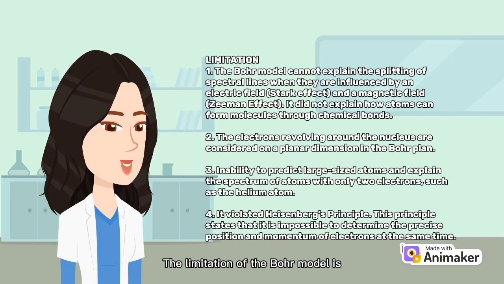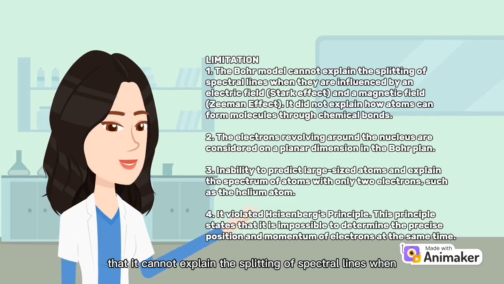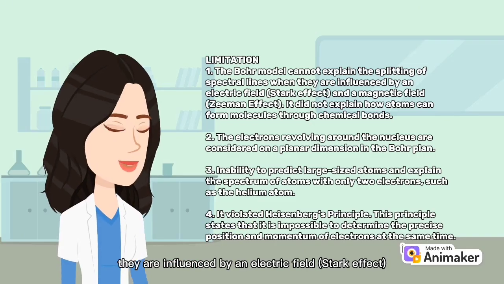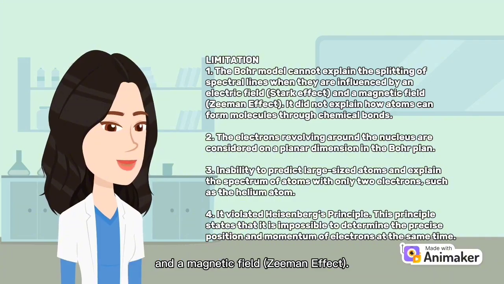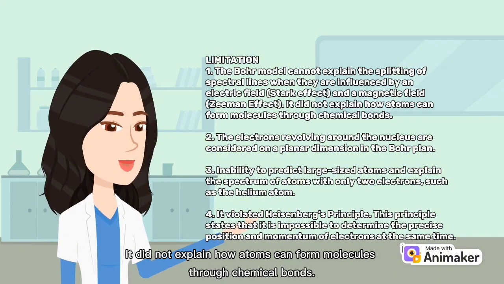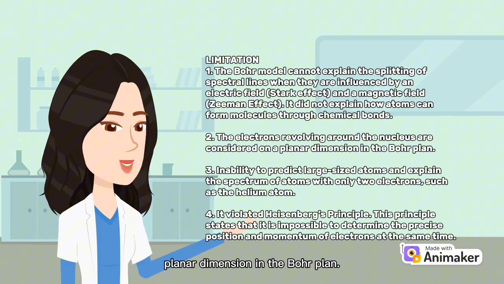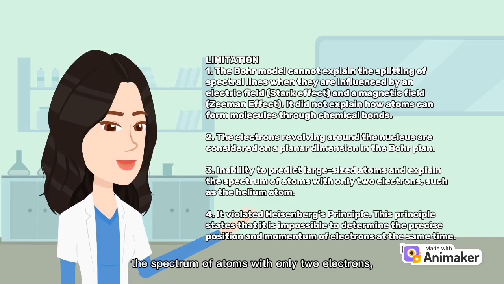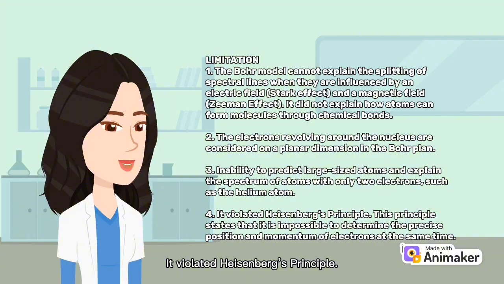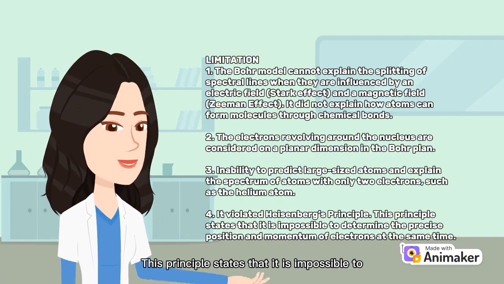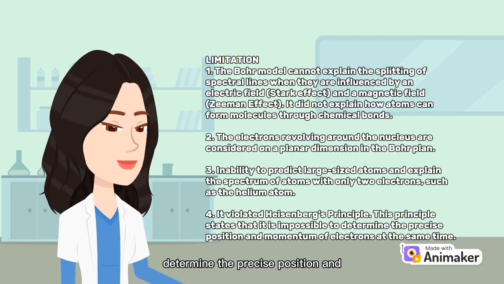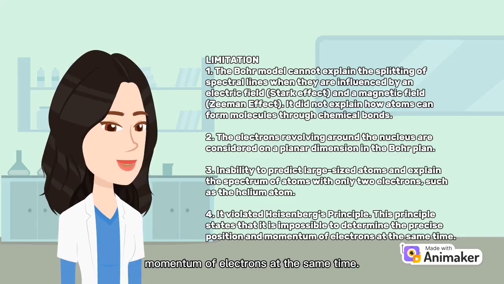The limitation of the Bohr model is that it cannot explain the splitting of spectral lines when they are influenced by an electric field, the Stark effect, and a magnetic field, the Zeeman effect. It did not explain how atoms can form molecules through chemical bonds. The electrons revolving around the nucleus are considered on a planar dimension in the Bohr model. It was unable to predict large-sized atoms and explain the spectrum of atoms with more than 1 electron, such as the helium atom. It violated Heisenberg's principle. This principle states that it is impossible to determine the precise position and momentum of electrons at the same time.